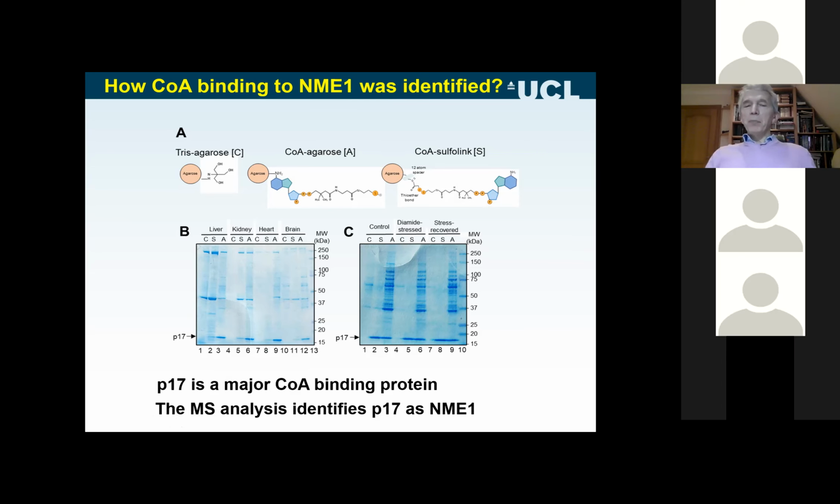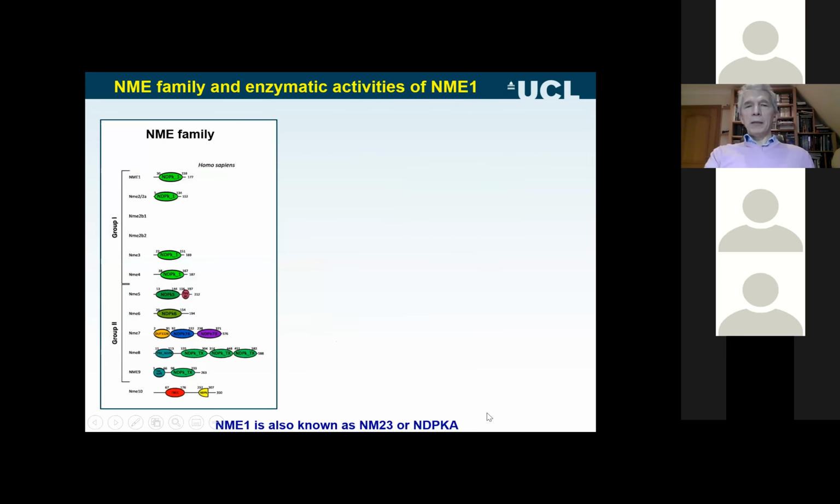And we purified this protein and identified it by mass spectrometry as metastasis suppressor protein NME1. What is currently known about this protein? It belongs to a large family of NME proteins. There are 10 of them, and all of them possess an NDPK domain with the exception of one NME protein. NME1 is also known as non-metastatic 23 and NDPK-A.